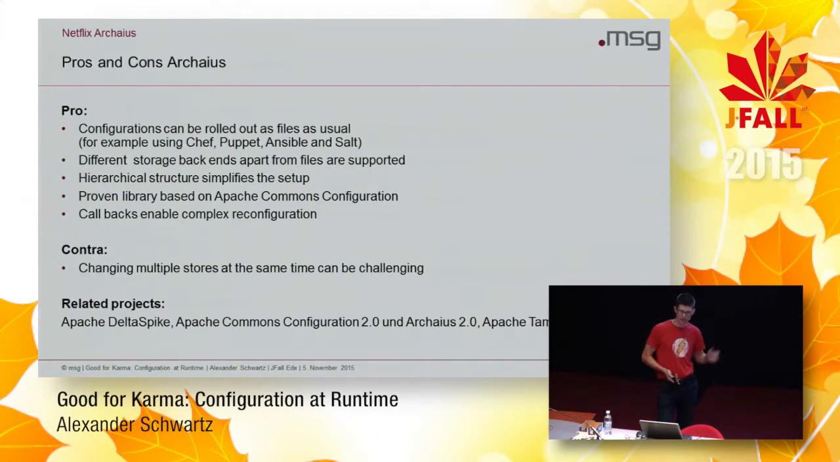If you think that's something you might need for your project, you should also maybe look a bit left and right. There's Apache Delta Spike that also offers some runtime configuration in a Java EE context, a little bit more. There's an upcoming Apache Commons Configuration 2.0 that's currently being developed and a matching Archaius 2.0 version. There's also another Apache project, Apache Tamaya, that is tackling the task of runtime configuration and to solve that once for all.